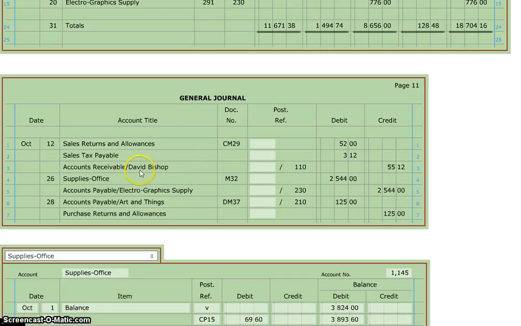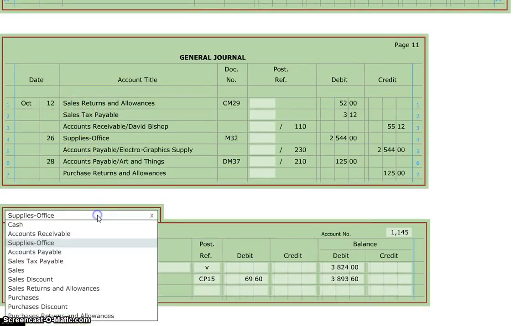Notice that we already posted David Bishop in a previous lesson because there's a number here to show that we already posted that. But the other half of it was the accounts receivable. We know we have 2 with this slash here, and we have a credit of $55.12 to post for our accounts receivable. So let's just do them right in order.